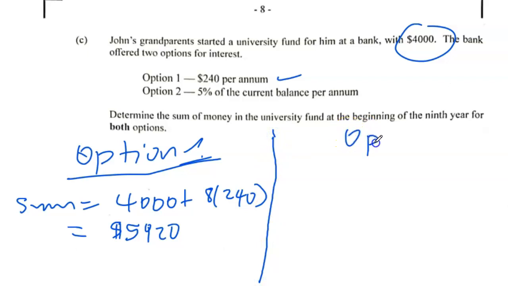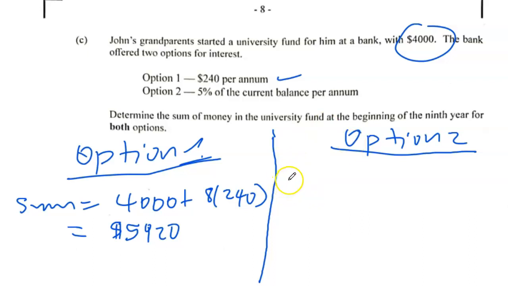Option 2 and option 1 seems to be an arithmetic progression. Option 2, I will assume it's a option 2 situation. So the interest is 5% of the current balance per annum. So I guess we can assume it's a geometric progression. Alright. It's a compound interest situation.